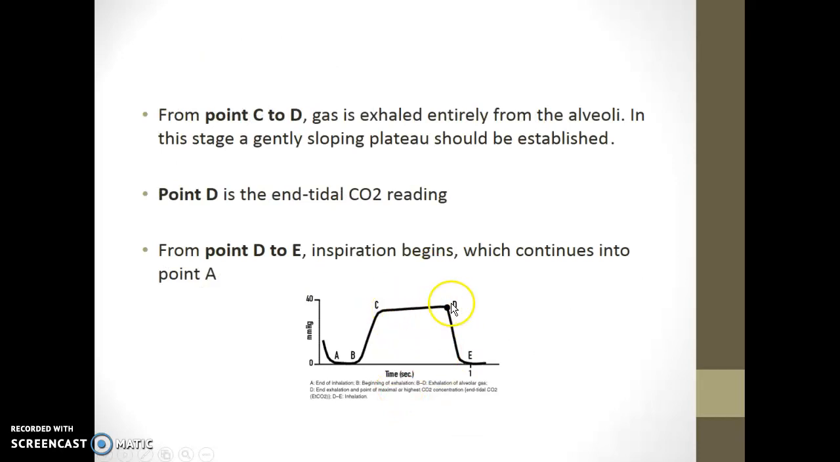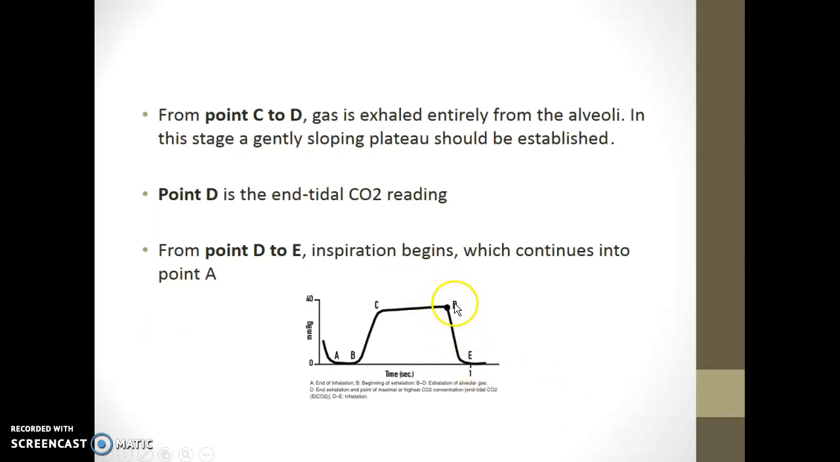And then C to D, we're going to have a little plateau. This is gas that's being exhaled entirely from the alveoli. So remember, B to C was a mixture of dead space and alveolar gas. This plateau from C to D is only gas that's being exhaled from the alveoli. Point D, you might want to circle that one. That is our end tidal CO2 reading. So that's the number display that's going to be on the machine.